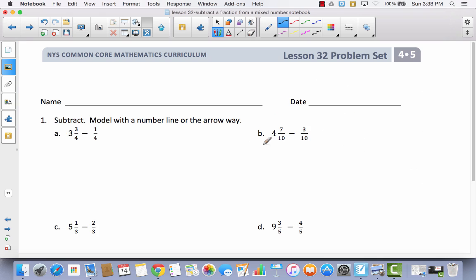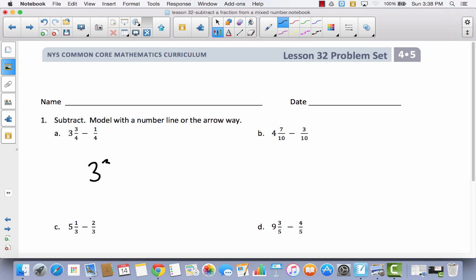All right, so let's go ahead and get at our problem set, and we're going to do a little bit of practice today. You're going to notice, first of all, it says model with a number line or the arrow way. Well, my suggestion would be, first of all, let's look to see if we're able to take away 1/4. So if I've got 3 and 3/4 and I'm just taking away 1/4, then this is going to be pretty simple here.